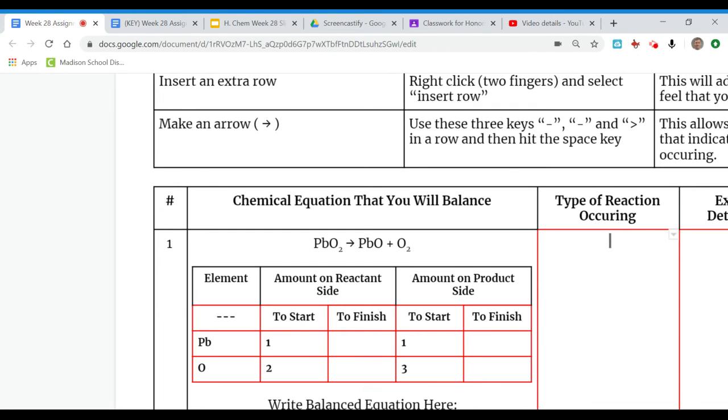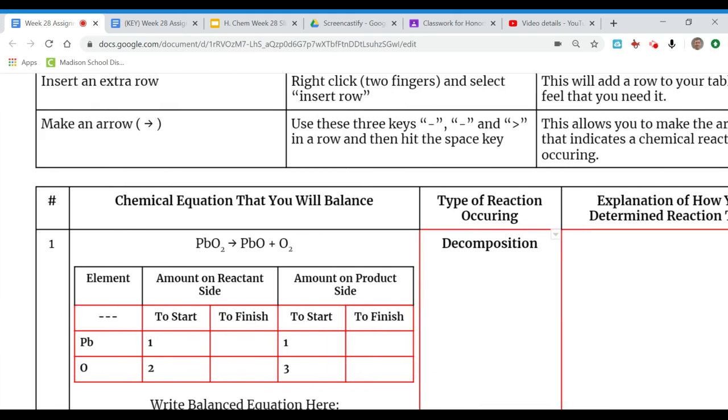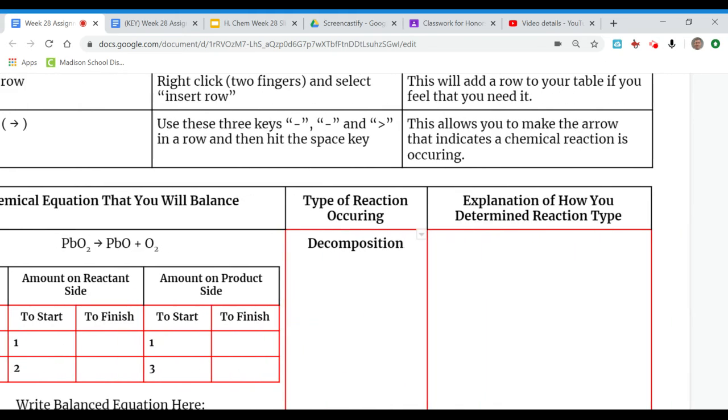So on the assignment, I'm going to write decomposition. It's not typing. There. And the last part is going to ask you to explain why you think it's a decomposition reaction. So I would write down here that I see one group breaking apart into two separate groups, and that's how I know it's a decomposition reaction.